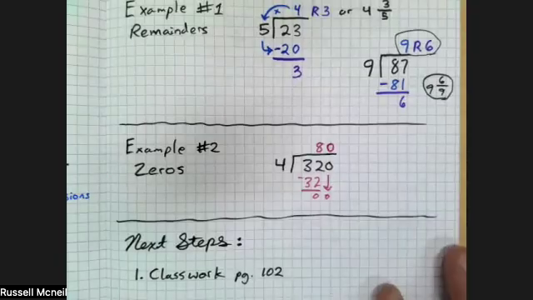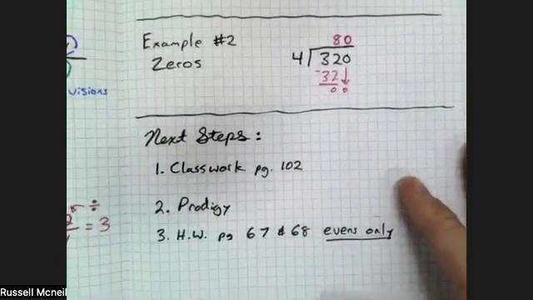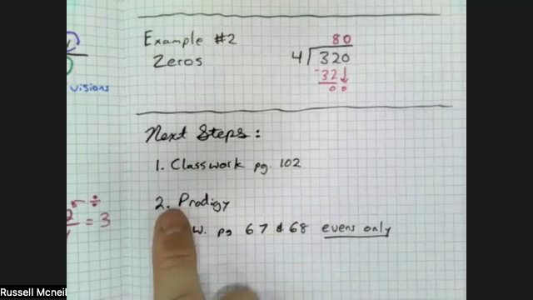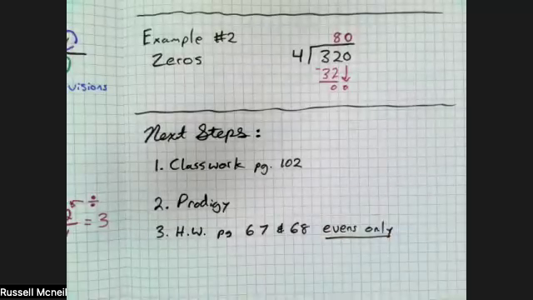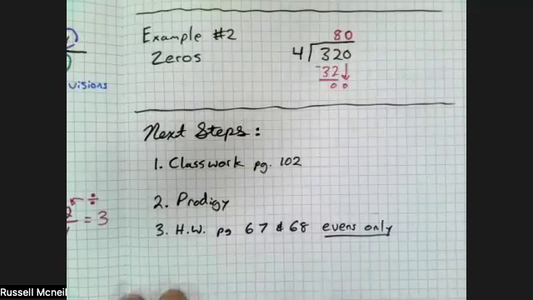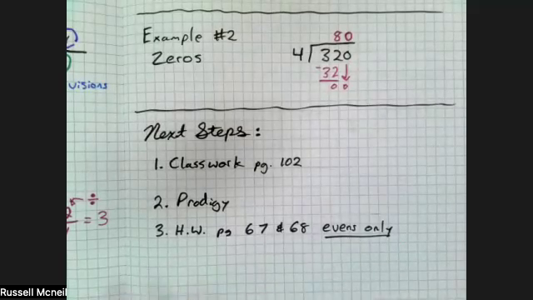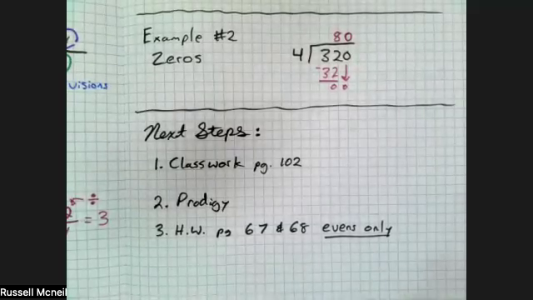All right, next steps. We've got some problems to work out on page 102 in the class workbook. When you finish and check your answers, you can move on to Prodigy. During this time, I'll be calling you to the round table to check. And for homework this evening, we've got both sides, but we're going to do evens only. And by evens, I mean 2, 4, 6, 8, 10, 12, 14, 16, etc. All right, folks, I'll see you at the round table.